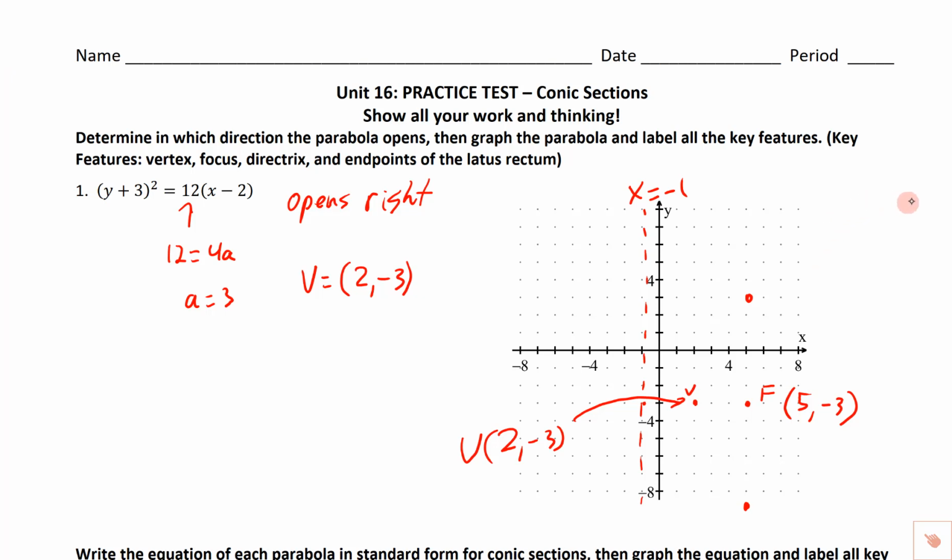And then I'm going to draw the parabola. So the parabola is going to go something like this. It's going to run along here, hit that point, endpoint of the latus rectum, come around here, hit that endpoint of the latus rectum, and then it's going to head off in each direction.